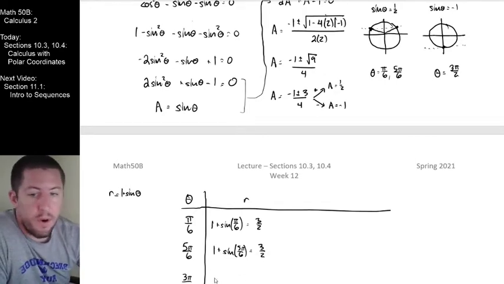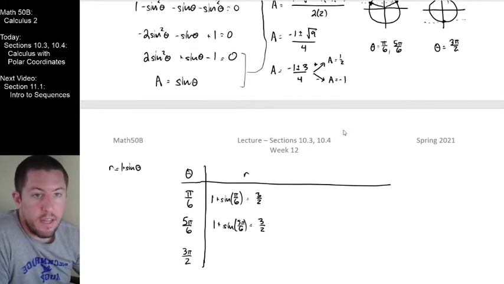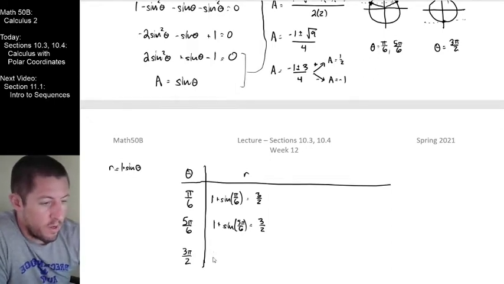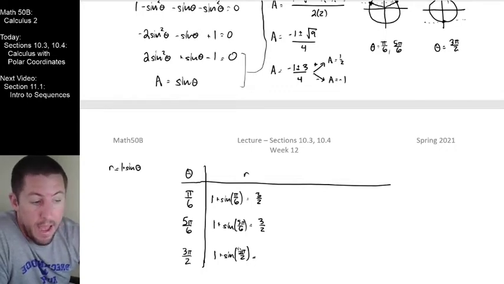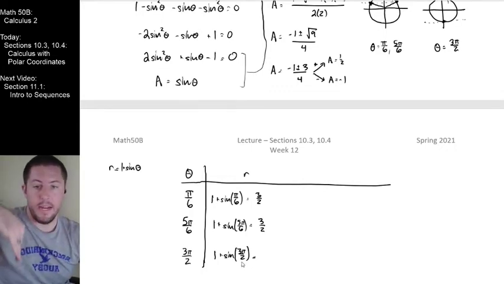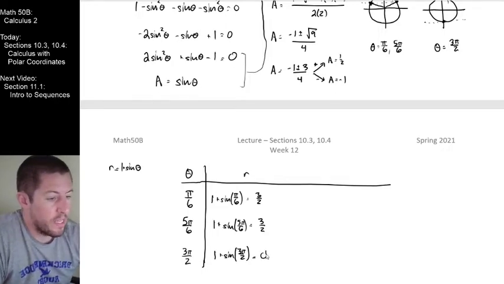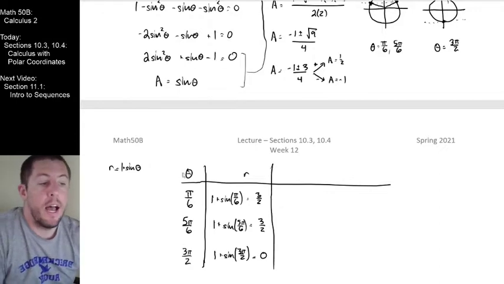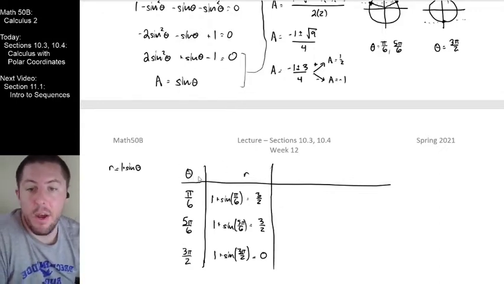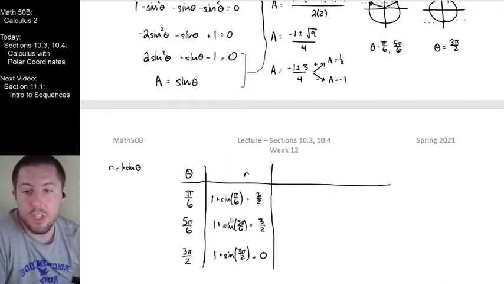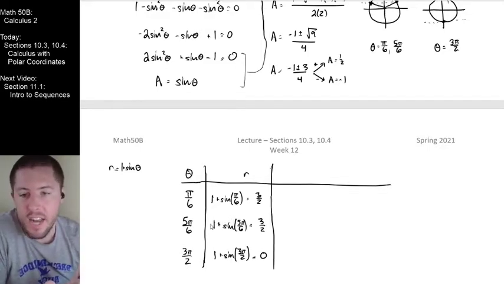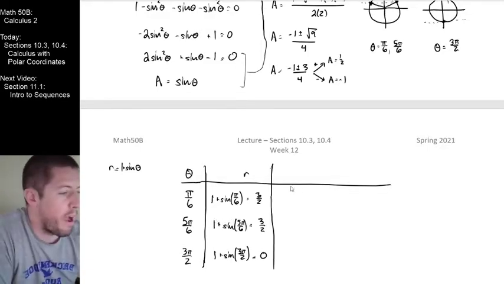And then down here for 3 pi halves, falling slightly off the bottom of the screen, we're getting 1 plus sine of 3 pi halves. And sine of 3 pi halves is -1 because we're all the way down at the bottom. And so this should give me a radius of 0 associated with that point. So I now know my r comma theta ordered pair for each of the three locations of interest. I just want to convert those into xy locations because that's what the problem asked for.